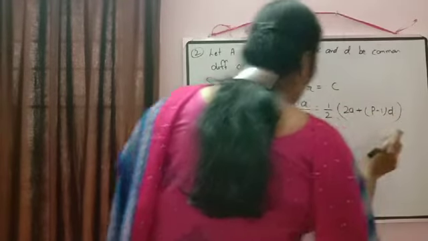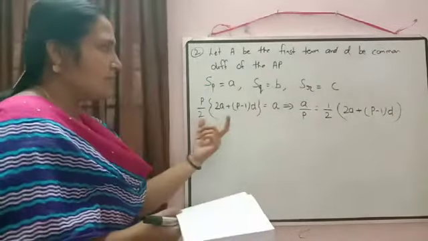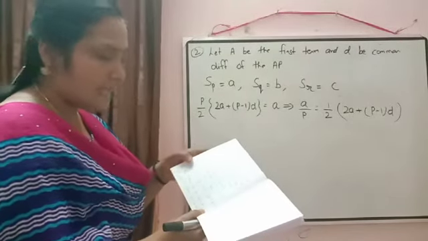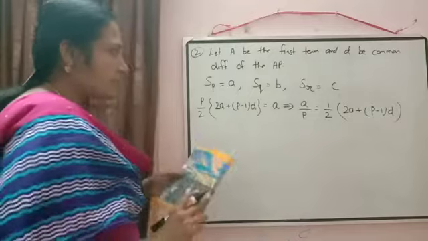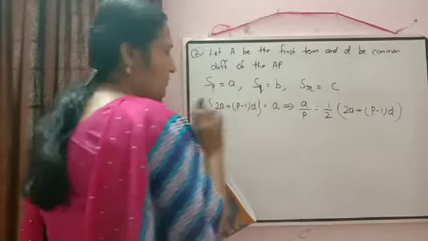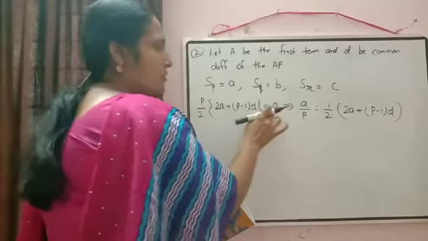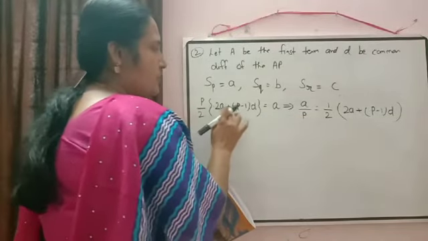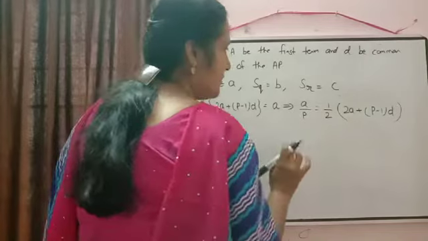Is it clear how we wrote this one? First we wrote the formula for SP, and after that, since in the proof there we need a by P, that's why we shifted this P to the right hand side. Then it will go to the denominator. a by P is equal to half into 2A plus P minus 1 into D.